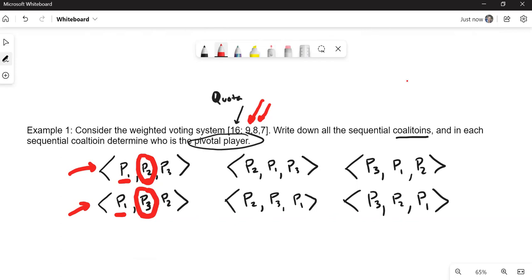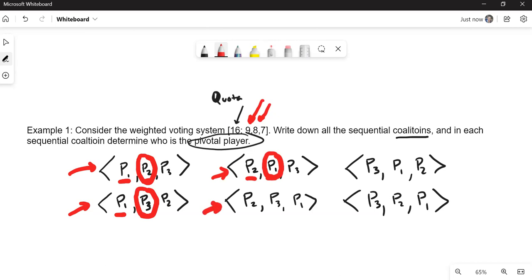All right, as we go through these, let's take a look at the ones in the middle right here. Player 2 joins. That's a weight of 8. Then player 1 joins. That's a weight of 9. And finally, 8 plus 9 is 17. That's going to meet the quota. Now, you might think it's always going to be the middle player, but it will not be the case in the very next one. I'm going to do one more and then let you do the last two.